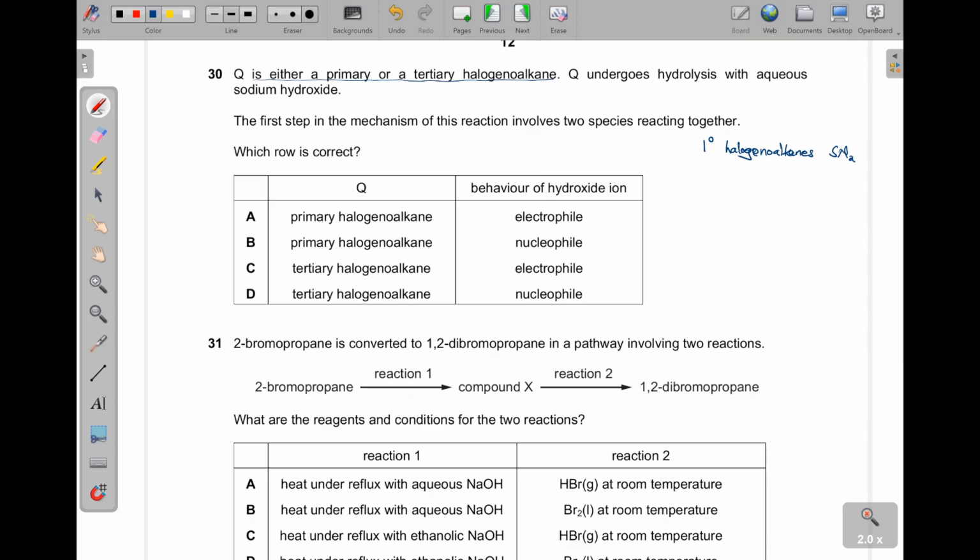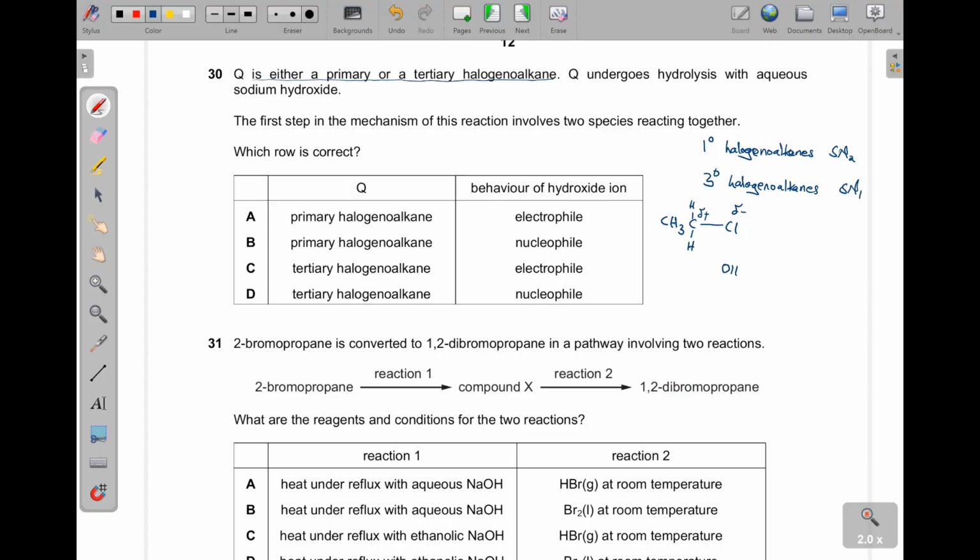Okay, and then for tertiary halogenoalkanes, these ones undergo SN1. So SN1, you have only one species which is involved in the slow step. You see? So for a halogenoalkane, if I can use CH3 and then CH2, like chloroethane, then Cl. Since chlorine is electronegative, it pulls the bonding electrons towards itself, so I can have partially negative, then here partially positive. So that is how a nucleophile can come in.